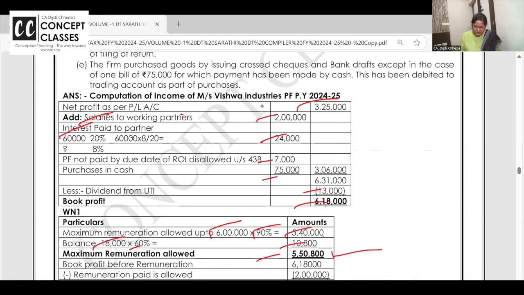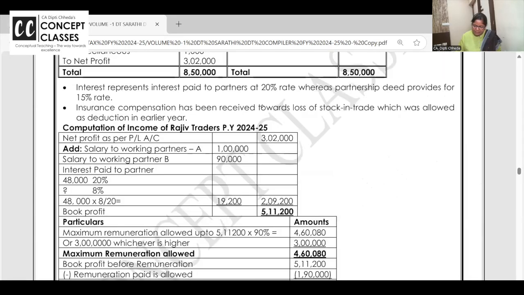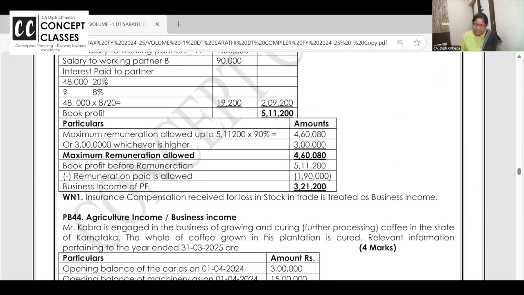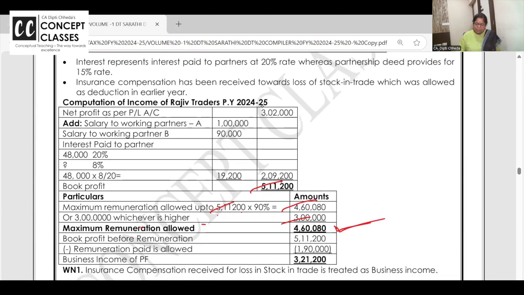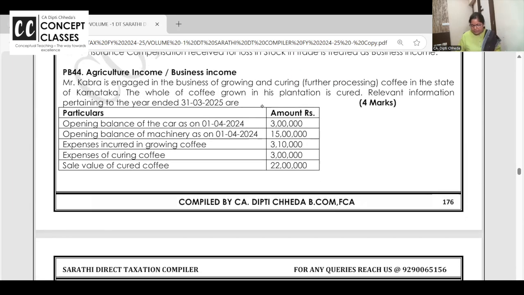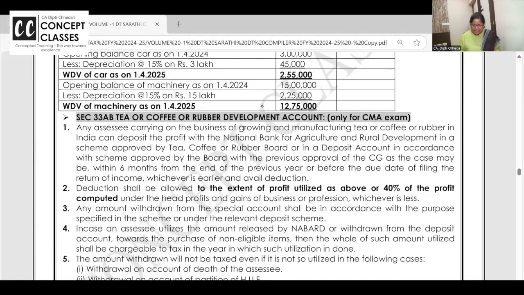बहुत अच्छे questions हैं ये सब remuneration के. See here it is 511. So 511 का 90% or 3 lakh, whichever is higher, so 460. But this is maximum remuneration pay. They have paid 190. Allow 190. This is the maximum paid. Okay, right.